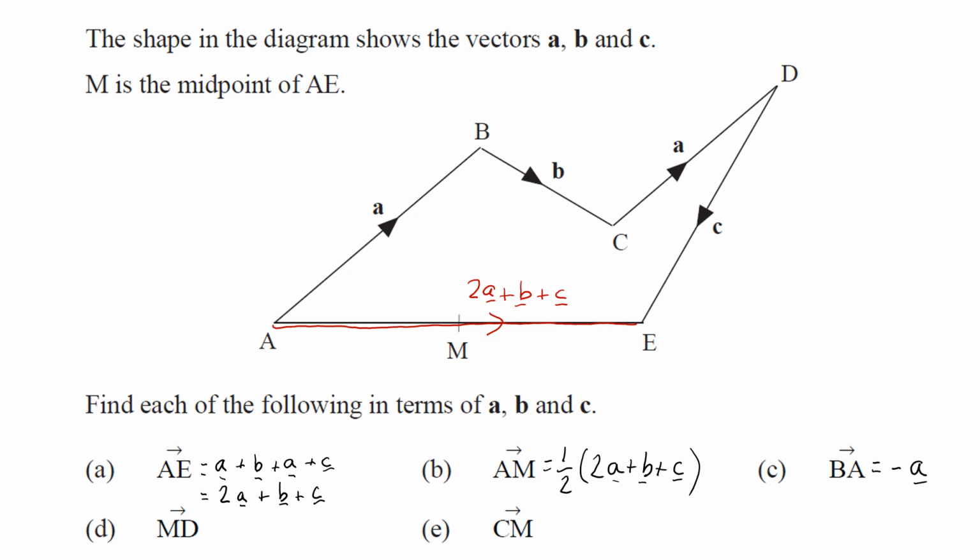How do I get from M to D? Okay, so we're starting at M, and we're going to go from here up to here. We could go this way as well, we'd get the same answer, but we'll try and take the most direct route. So M is halfway, so we need to go this half along. So we've still got a half of 2A plus B plus C. And then that takes us to this point here. We then need to work backwards towards D, so we're going in the wrong direction. We're going in the other direction to the arrow, so that's going to be minus C.